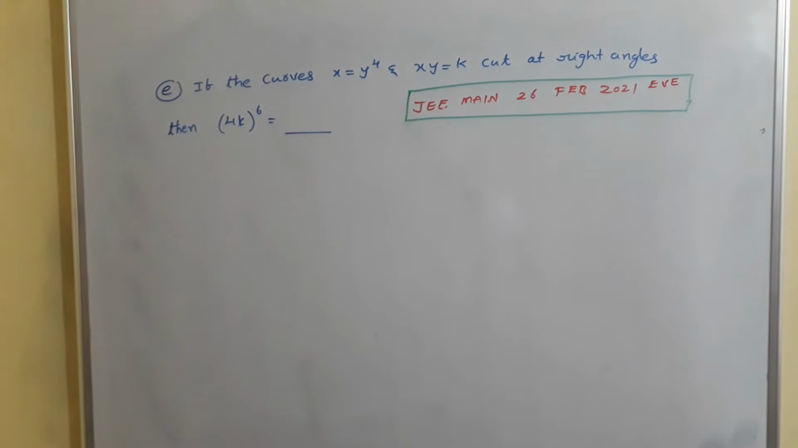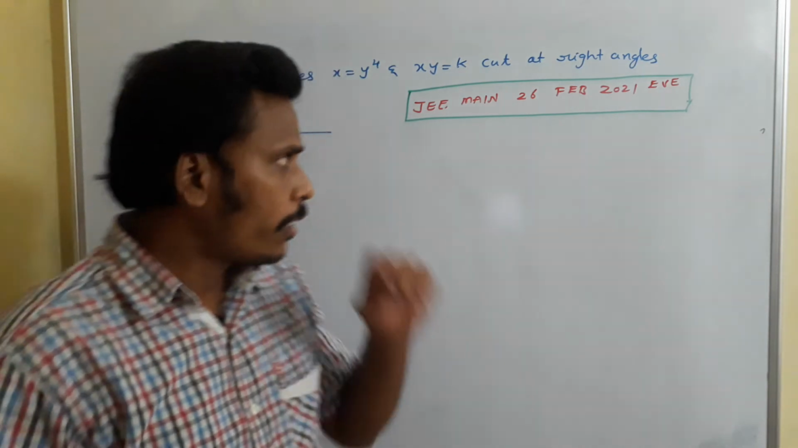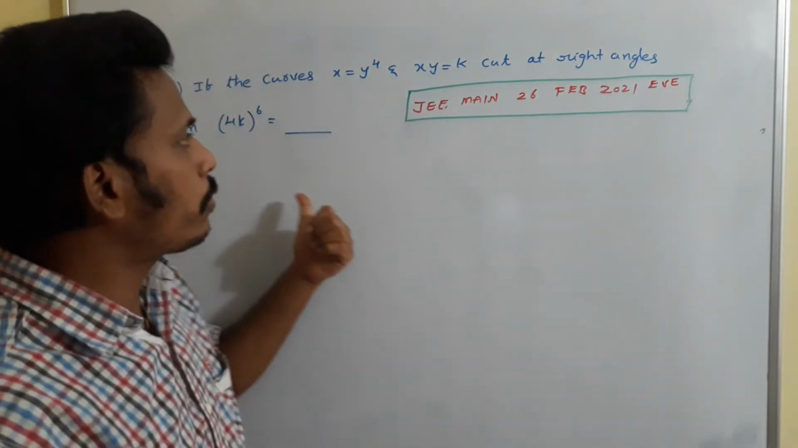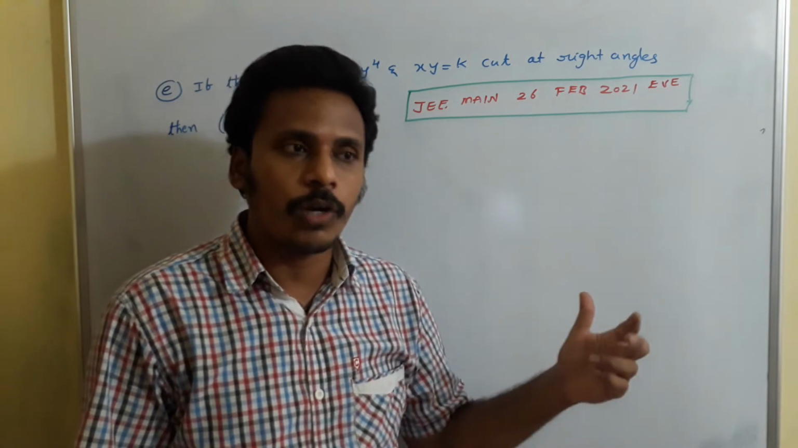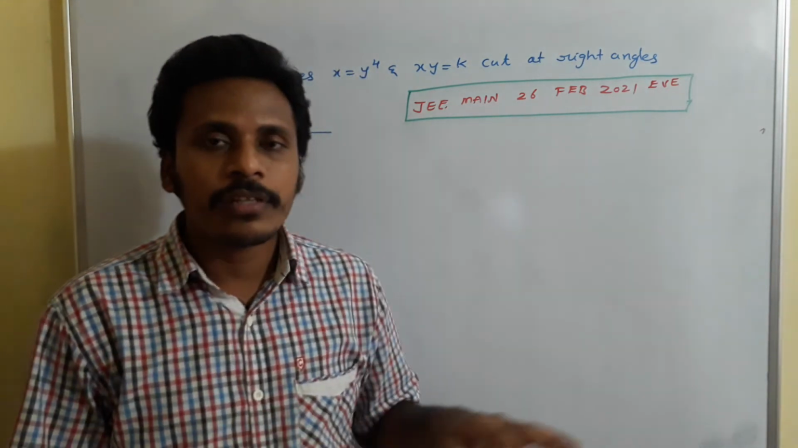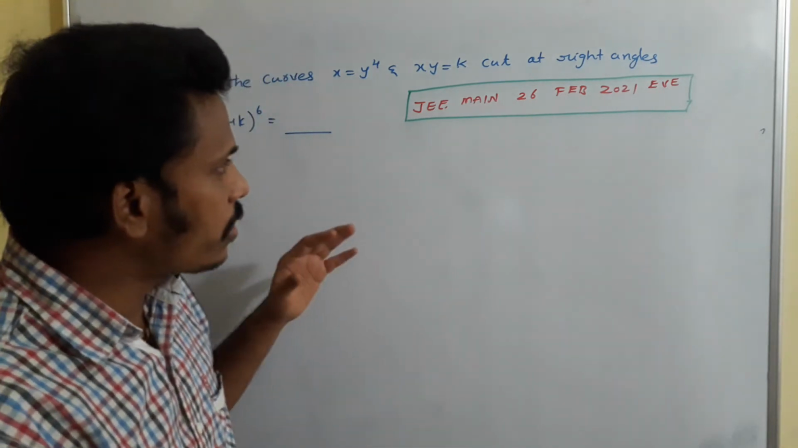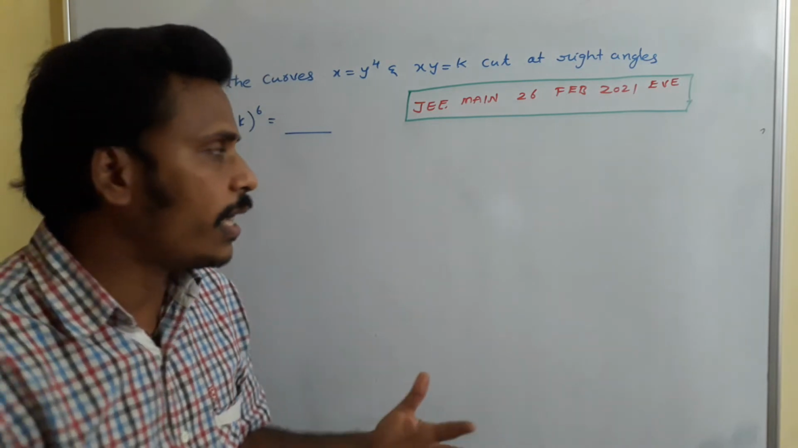Look at the board. This time the question is again from tangents and normals, asked in the JEE Main 26th February evening session paper of 2021. Right. And I mentioned 4 problems, and those 4 problems are from 24th February 2 sessions and 25th February 2 sessions. And on 26th in the morning session there is no question from tangents and normals, and you have a question from applications of derivatives other than tangents and normals.